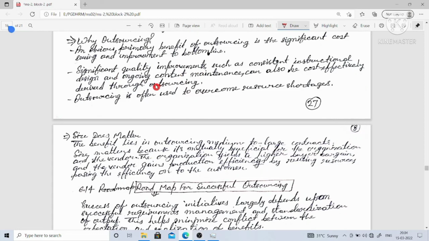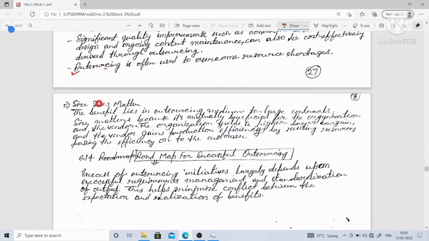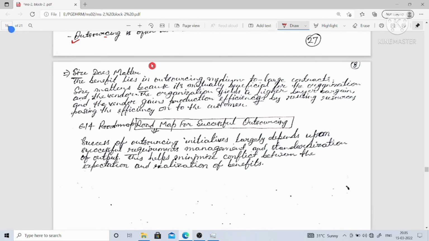Outsourcing is often used to overcome resource shortage. Maybe fewer resources are present in the organization, so that can be overcome by outsourcing, because less cost is incurred. Size does matter. The benefits lie in outsourcing medium to large contracts. Size matters because it is mutually beneficial for the organization and the vendor. The organization yields a higher buyer bargain, and the vendor gains production efficiency by reusing resources, passing the efficiency on to the customer.